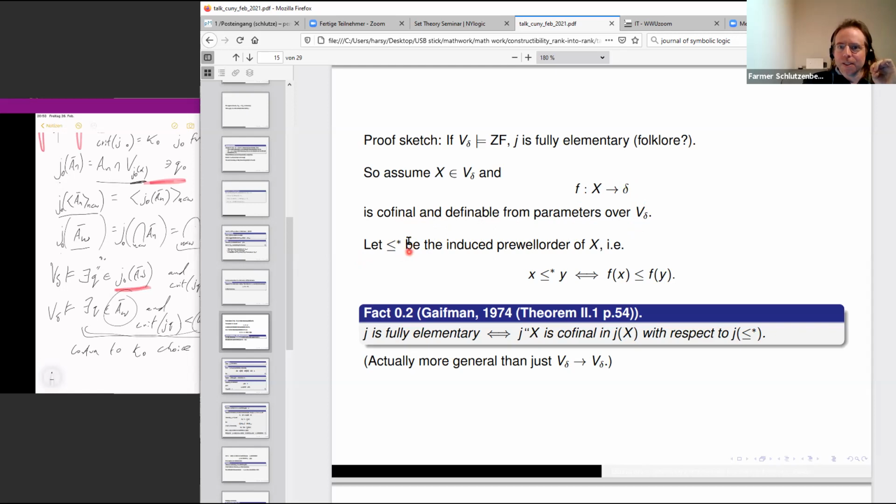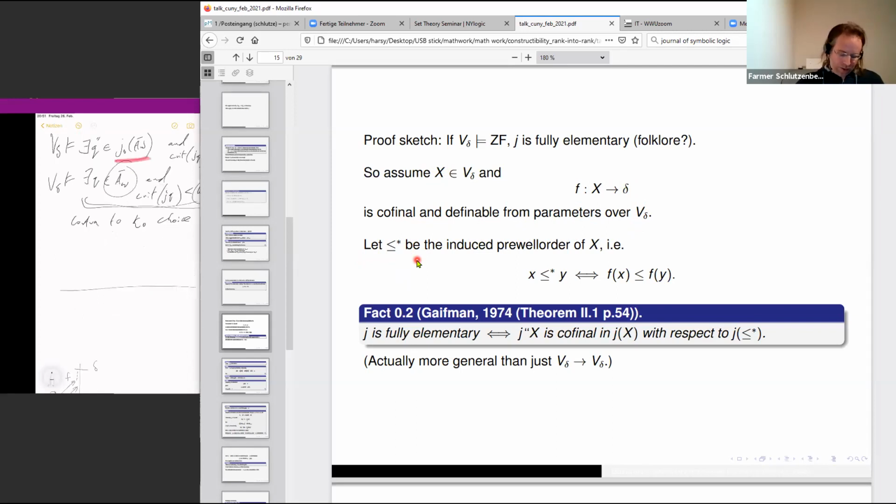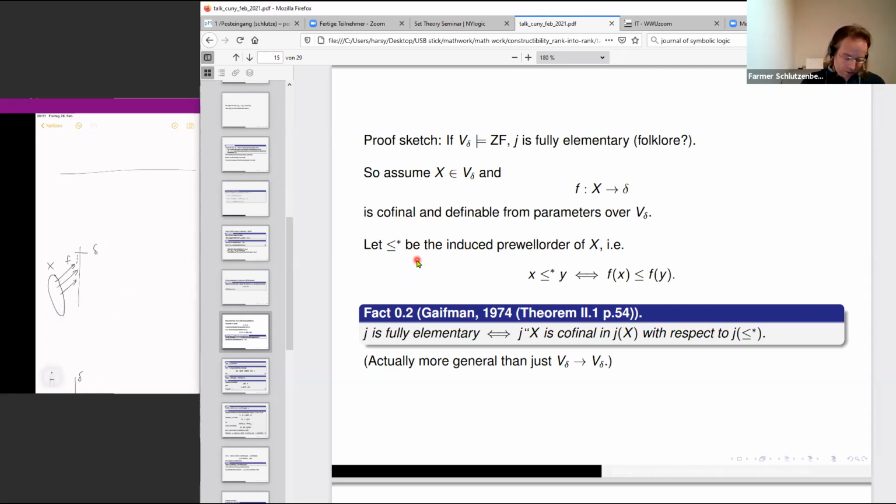Okay, and then we consider this induced pre-well order of this set X, right? So we've got this function on this set X going into delta, cofinal in delta. And so we can get the pre-well order where we're just cutting X up into slices according to the ordinal that they get mapped to. And so that gives us a pre-well order: x below-star y if F(x) is below F(y).